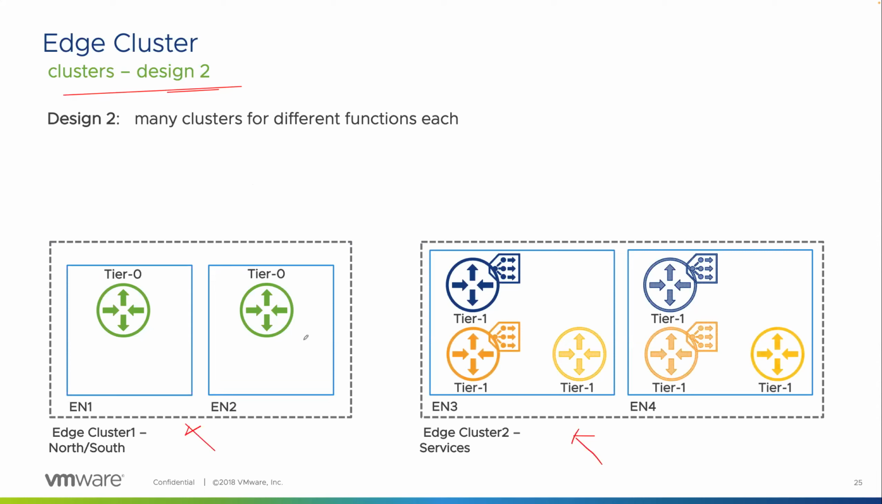Please notice that if you put tier 0, only one tier 0 should be put on the edge node. But when it comes to tier 1, an edge node can hold more than one tier 1 router. But for tier 0, it holds only one.